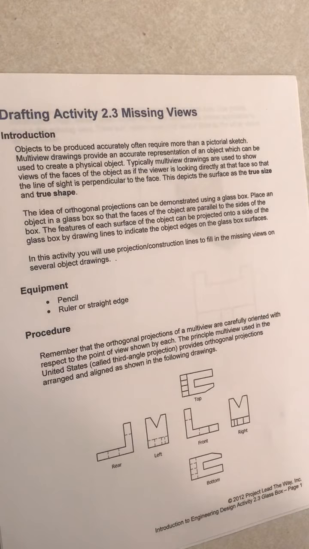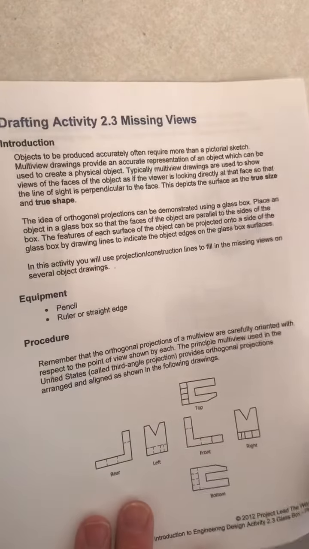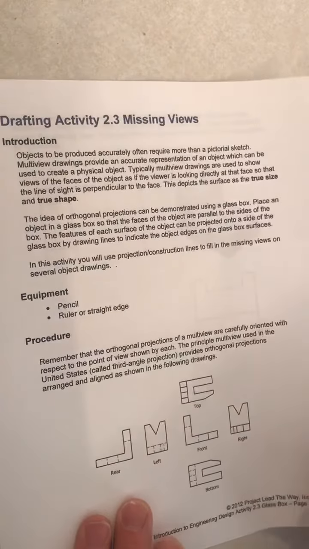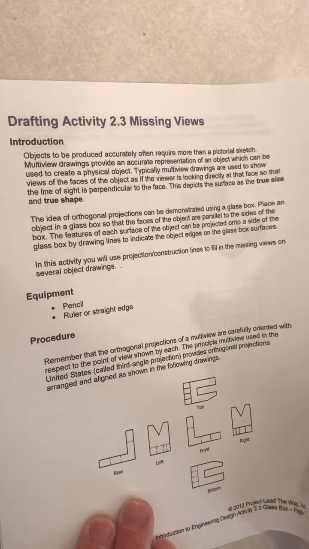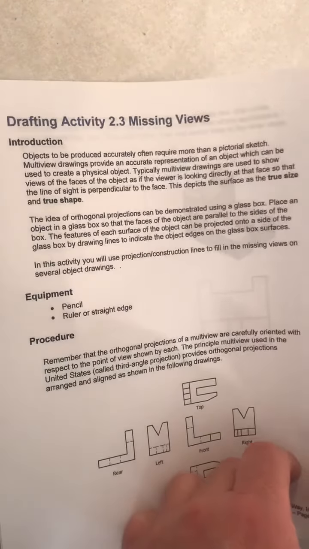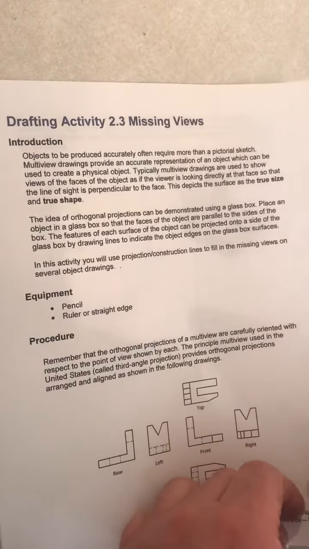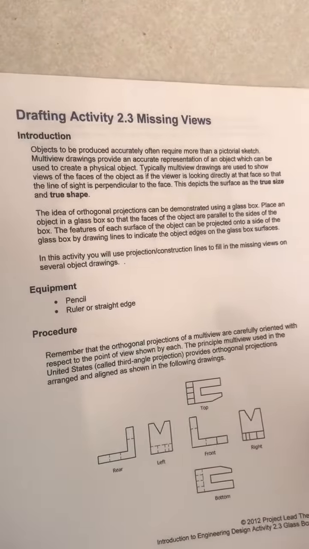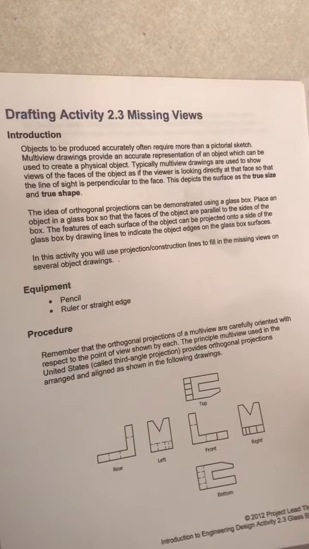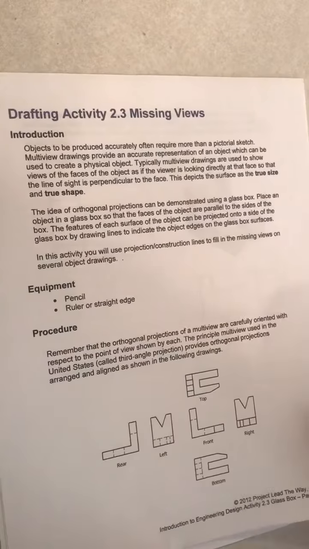All right, we are here getting ready to do drafting activity 2.3, where you will be filling in missing views. The only equipment you need for this is a pen and pencil or ruler straight edge. Do use a number 2 pencil with an eraser. That will help you because you're probably going to make some mistakes on this and need to redo it.